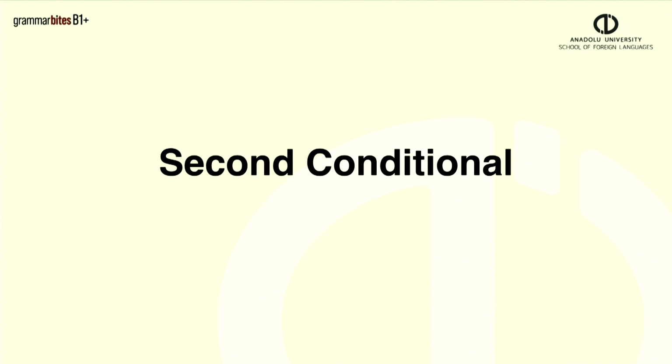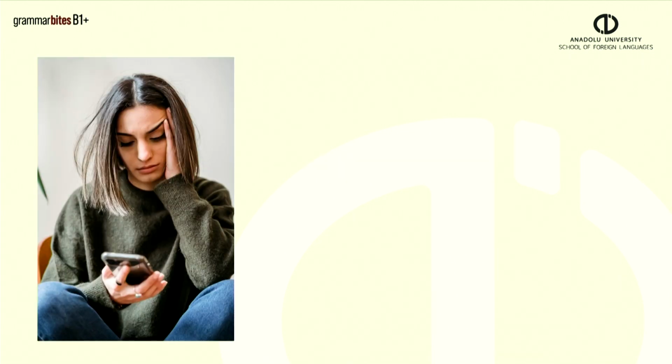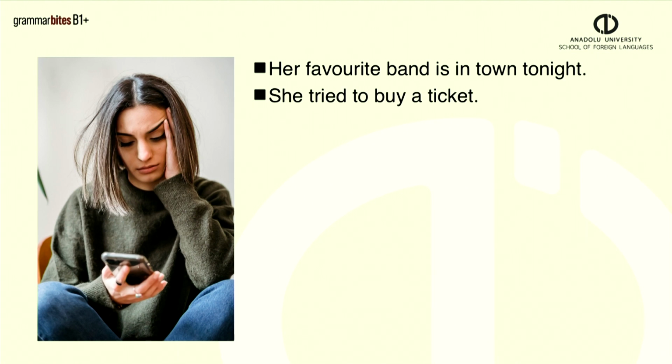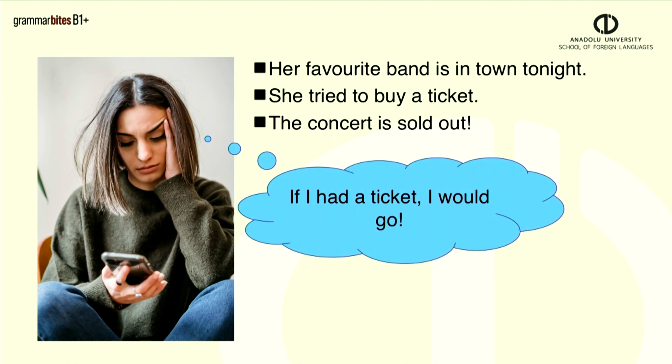In this video we're taking a look at the second conditional. A lady looking very thoughtful and a bit disappointed. Her favourite band is in town tonight. She tried to buy a ticket. The concert is sold out. She is thinking, if I had a ticket, I would go.